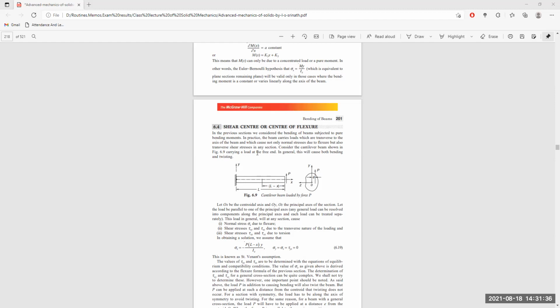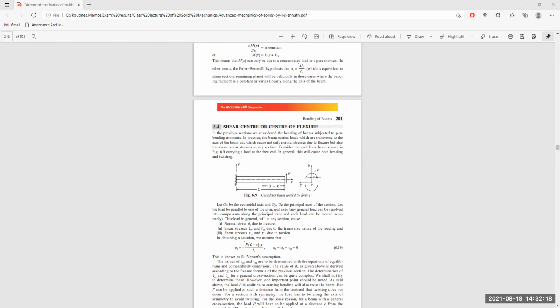So, it creates not only normal forces due to the flexure, but also transverse shear forces in any section itself. So, the line of action here, if we take an arbitrary section of the beam like this, where OYZ is the coordinate axis itself, and O is passing through the centroid, and the external load P is away from the y-axis by an amount e. Now, in general, this will cause both bending and twisting.